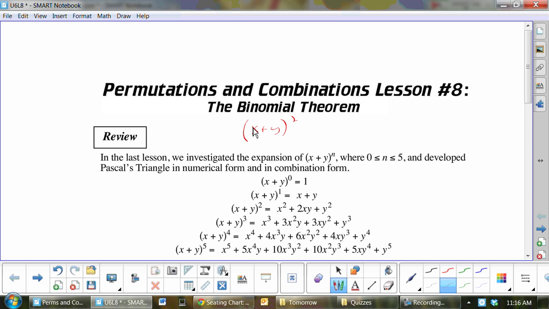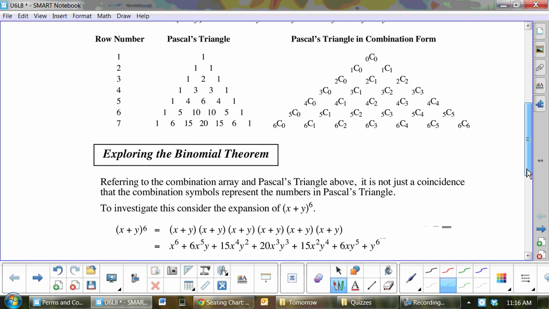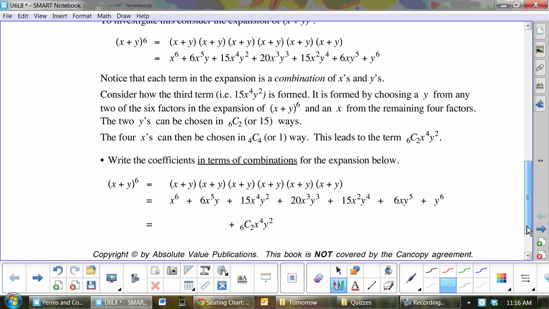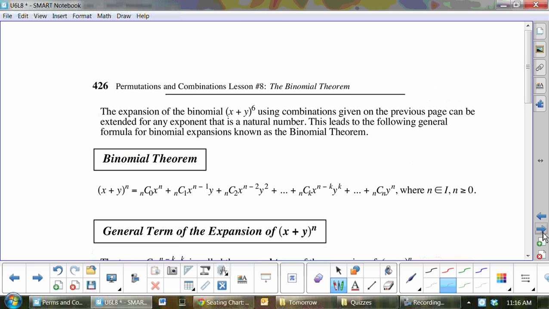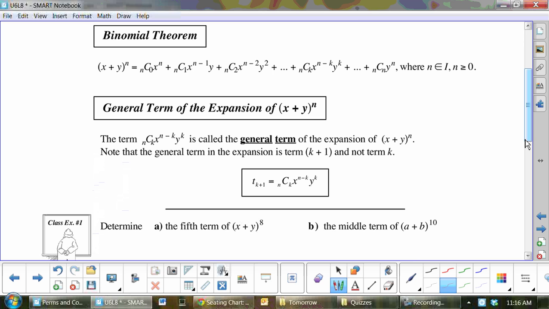Into individual terms. Okay? Now, we have done all of this. This is all review. We just did it yesterday, but more importantly, we just did a quiz on it today. So we're going to go to the actual binomial theorem. Now, the binomial theorem, you have already seen. If you have x plus y to the n, it is nC0 all the way to nCn that are your coefficients.